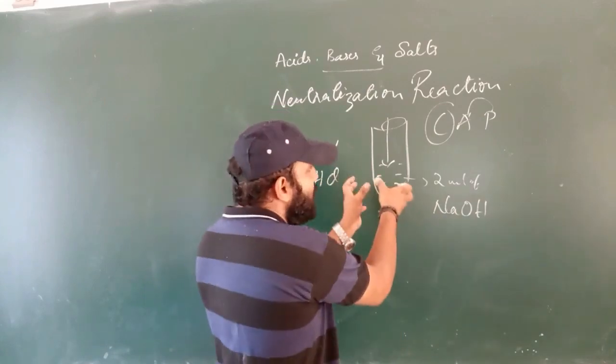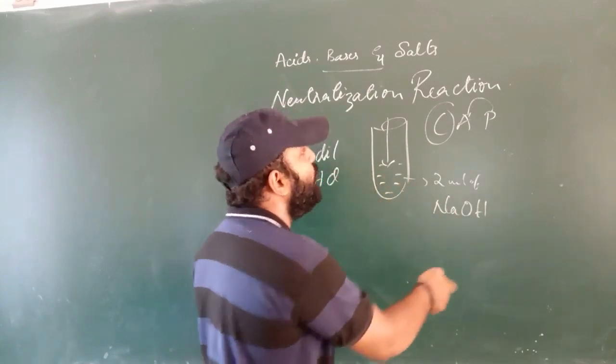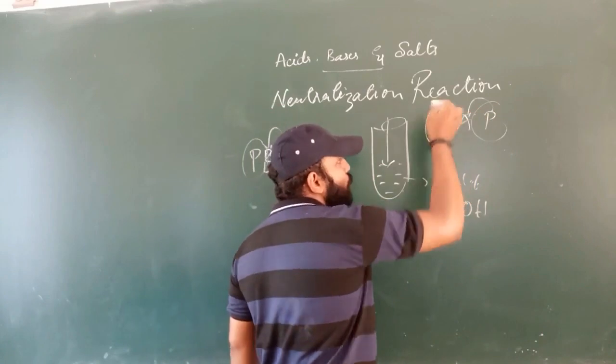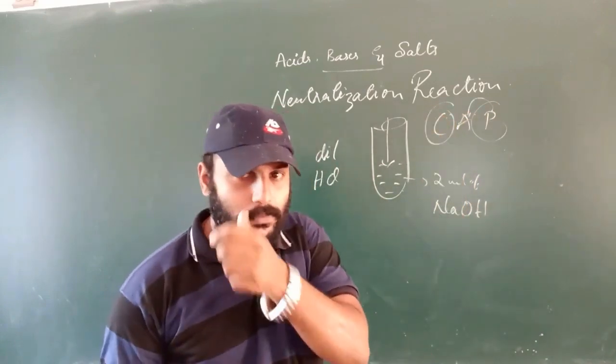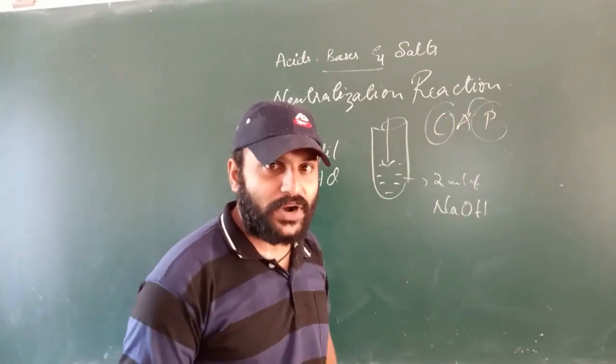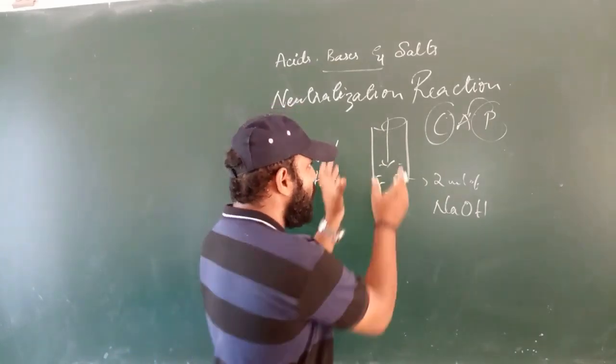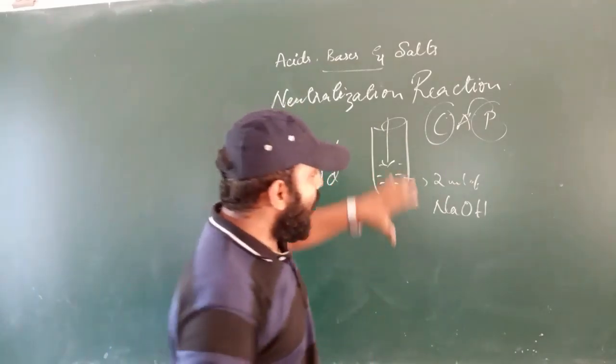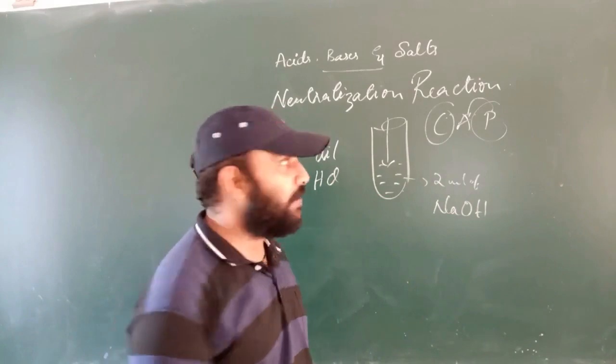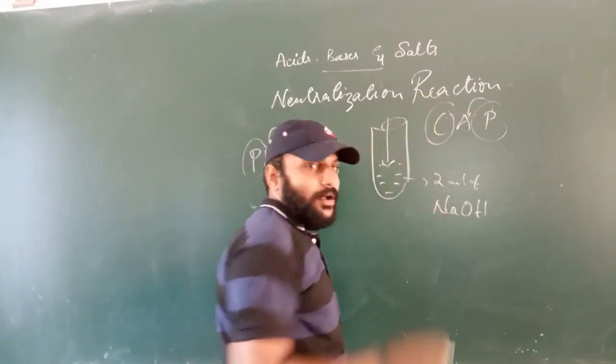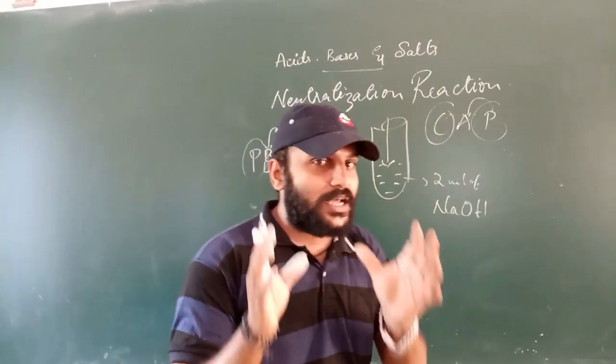If more HCl is present inside the test tube, what can we say that phenolphthalein will show? A colorless solution. Understood what I have done here, what I have said here. I have taken a test tube, added 2 ml of sodium hydroxide and a few drops of phenolphthalein into it. What can we observe? We can observe a pink color solution formed there.